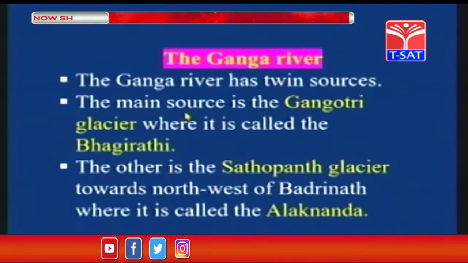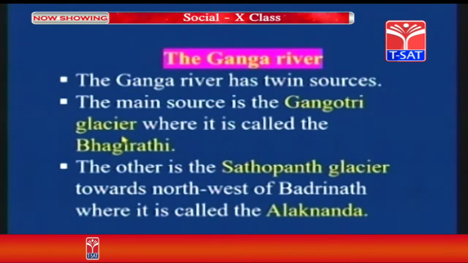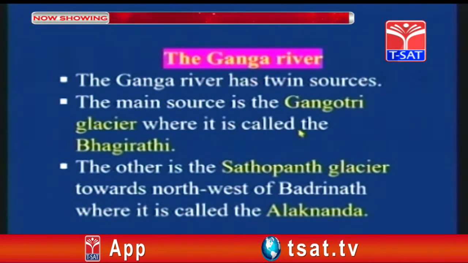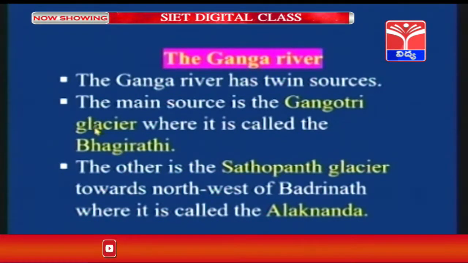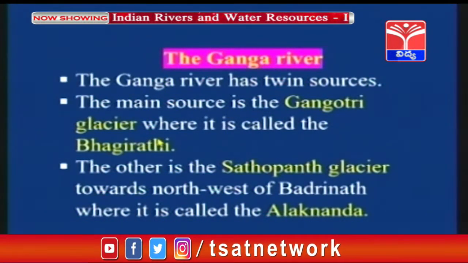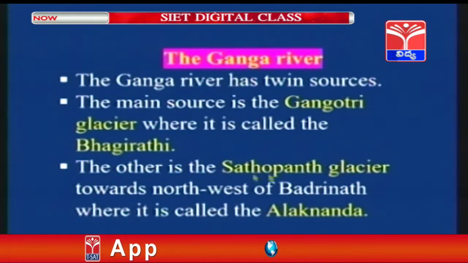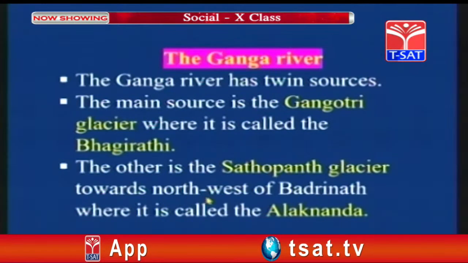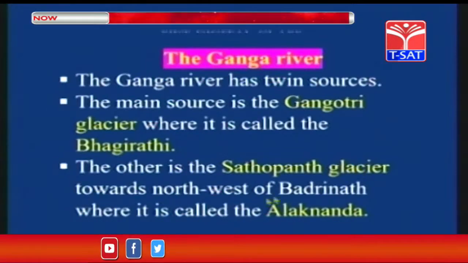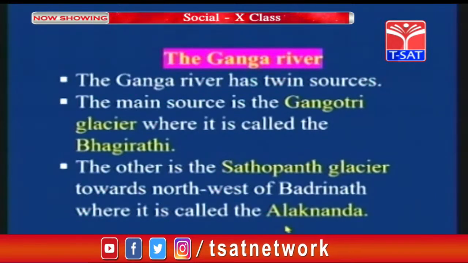A glacier is a huge mass of ice which moves very slowly and is generally located in cold zones. The main source is the Gangotri Glacier, where the river is called Bhagirathi. The other is the Satopanth Glacier towards the northwest of Badrinath, where it is called Alaknanda.